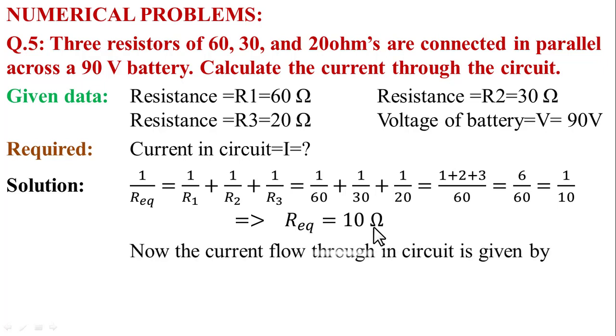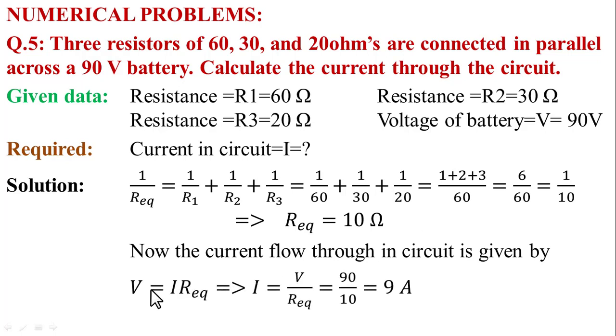Now we can find the current through the circuit according to the formula V is equal to I R. Here we use R as the equivalent resistance. So V is equal to I R equivalent. This implies that I is equal to V upon R equivalent. I is equal to 90 divided by 10, that is equal to 9 ampere. Now we will move to the next numerical problem.